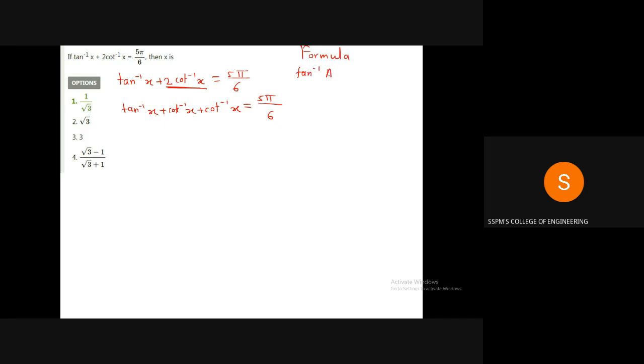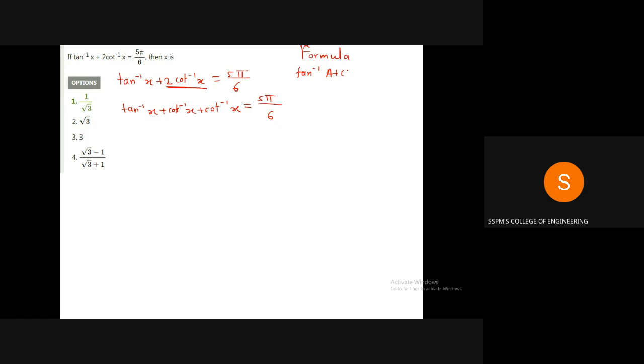One formula that you have to remember is that tan inverse a plus cot inverse a is always equal to pi by 2. So we can use that formula for this part: tan inverse x plus cot inverse x is equal to pi by 2. So we can write pi by 2 plus cot inverse x is equal to 5 pi by 6, using this formula.